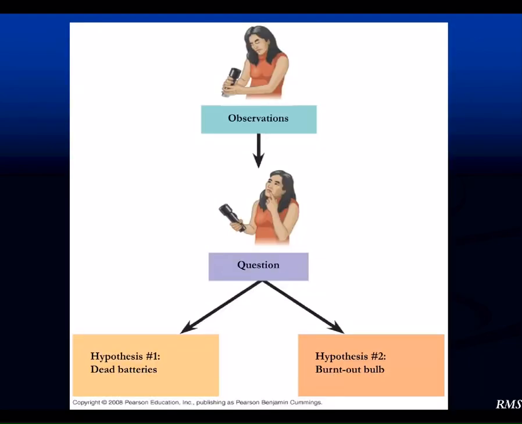So let's look at an example here. So let's say we have a flashlight and we observe this flashlight is not working. So the question is, why isn't the flashlight working? Well, we could come up with two hypotheses. We could say the flashlight's not working because the batteries are dead. So number one, the batteries being dead is a statement to the answer of that question, why the flashlight isn't working.